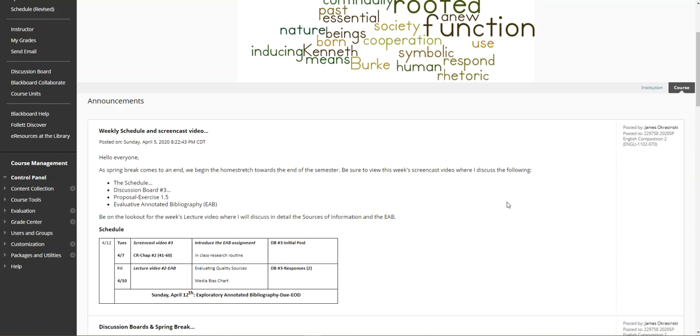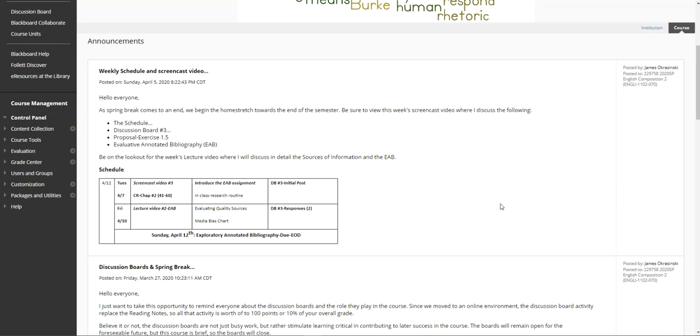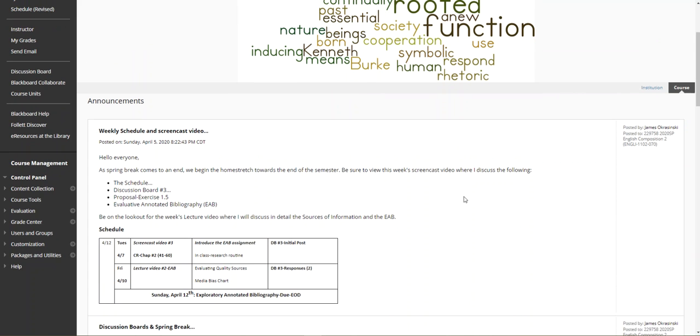So picking up our activity this week, we have scheduled discussion board number 3. We have one post and responses due on Friday, the initial post due on Tuesday. I will cover discussion board 3 in a minute. And then also, toward the end of the week, the exploratory annotated bibliography is due Sunday, end of day. So we'll talk about that when I review the assignment in a couple of minutes. So that's the schedule for this week.